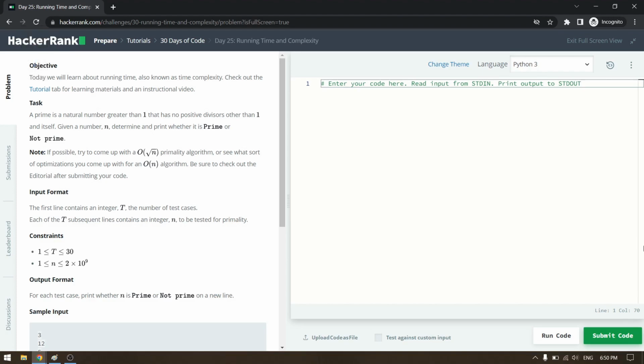Hello, this is the 25th day of the 30 Days of Code challenge. The name of the challenge is Running Time and Complexity. So let's understand this problem.